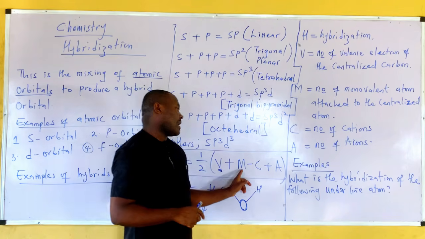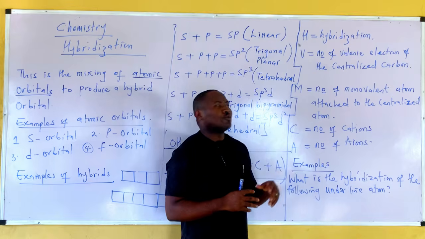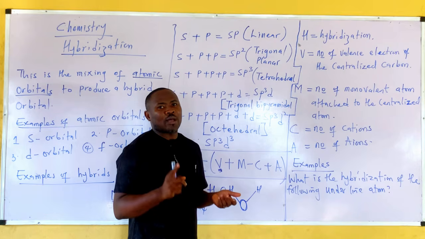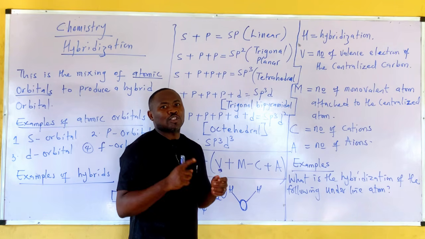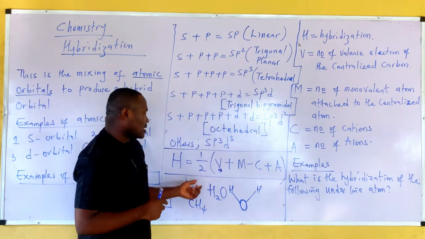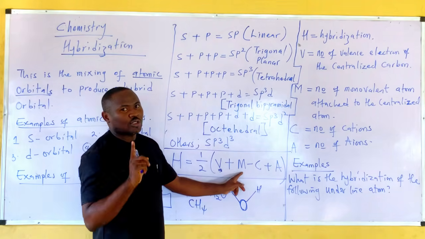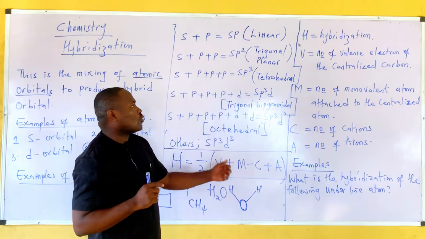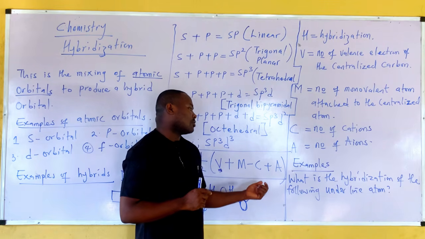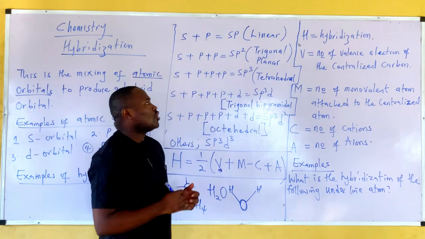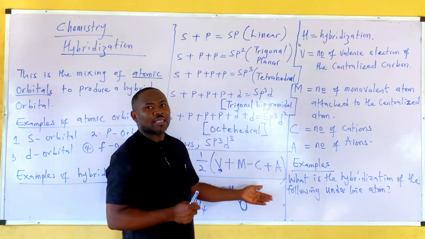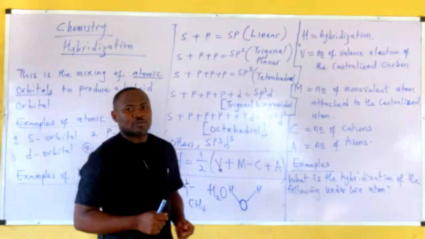That's my V. My N here is the number of monovalent atoms attached to the central atom. Monovalent atoms are atoms with just one valency, that have one electron in their outer shell. So N here is strictly for monovalent atoms. Now, when we go further, what is C? C is the number of cations, then A is the number of anions. We'll be looking at examples of some compounds and their hybridization as we go forward.